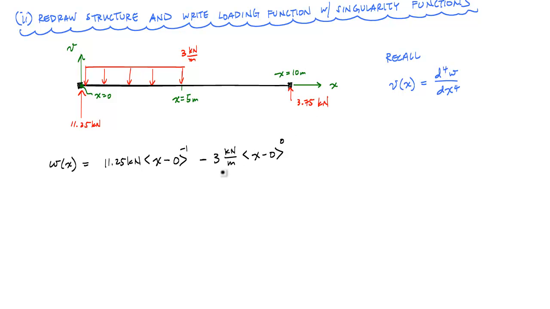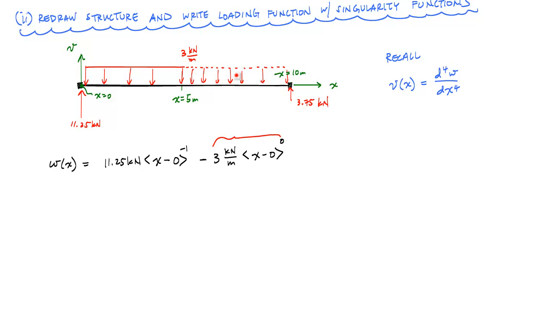Now when we describe this right here, essentially what we've done is turn on the distributed load at x equals 0, and really what this equation represents is that this distributed load is on for the entire length of the beam. So really what this term describes is a uniform load that is just on continuously for the entire length of the beam.